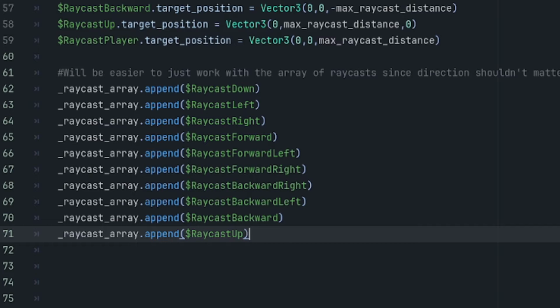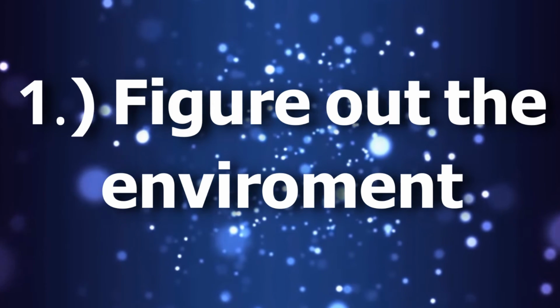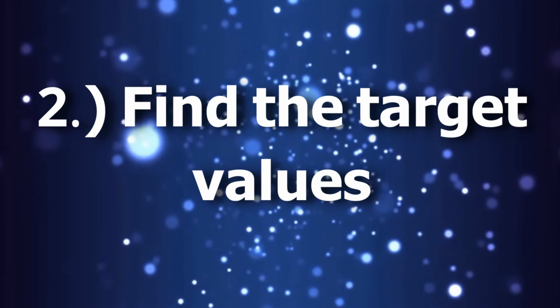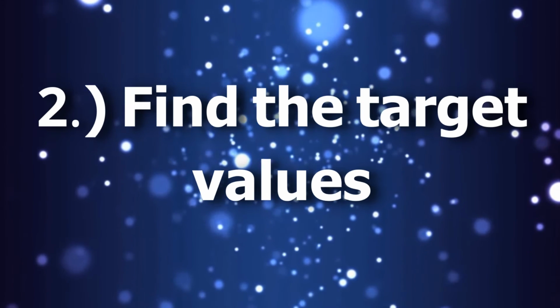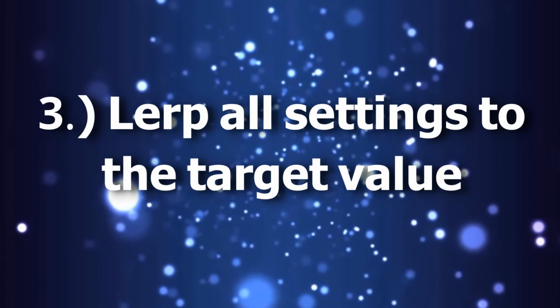There are now 3 main things we need to do left. We need to figure out what the environment looks like by using our Raycasts. We need to figure out what target values we want to set for our reverb and low pass filter by using the environment. And finally, we want to lerp all of our effect values to the target values.